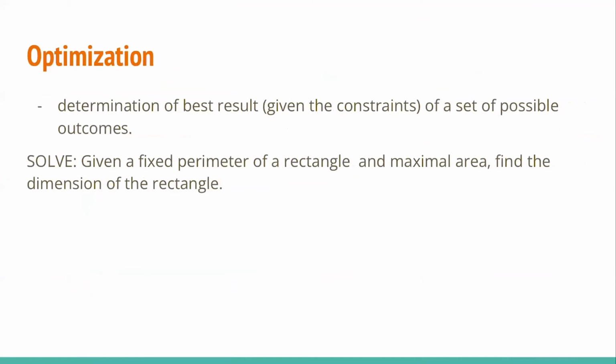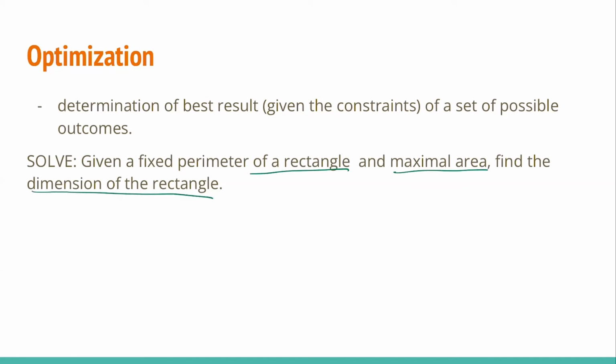Let's look at another problem of optimization, how we can get the best result given the constraints from a set of possible outcomes, right? And this is a very practical problem, and we deal with this type of situation in real life a lot. So let's quickly look at this situation. It says given a fixed perimeter of a rectangle and maximal area, find the dimensions of the rectangle, right?